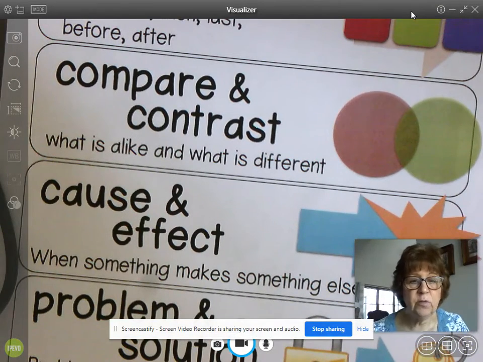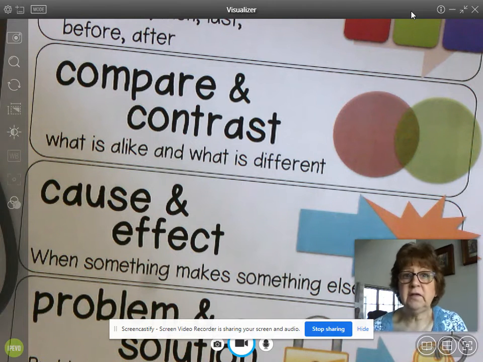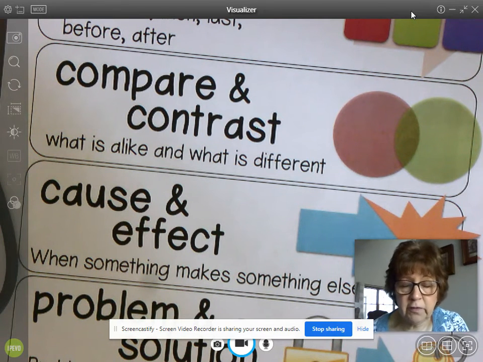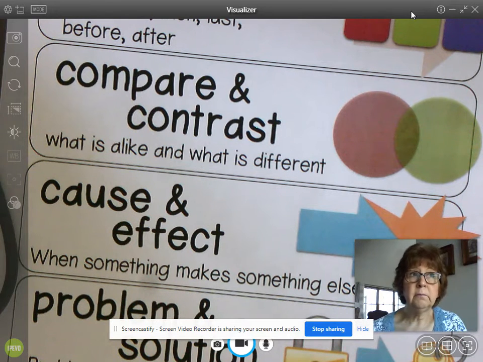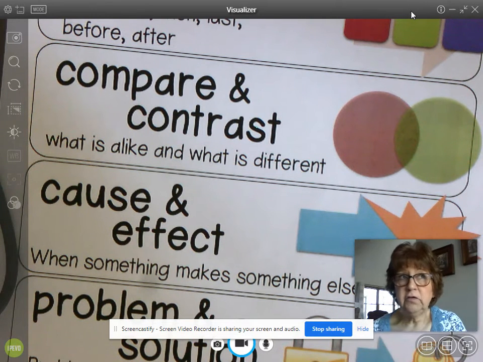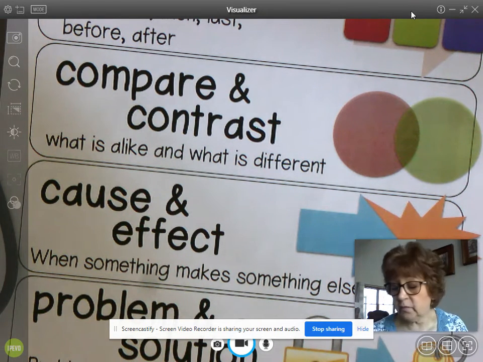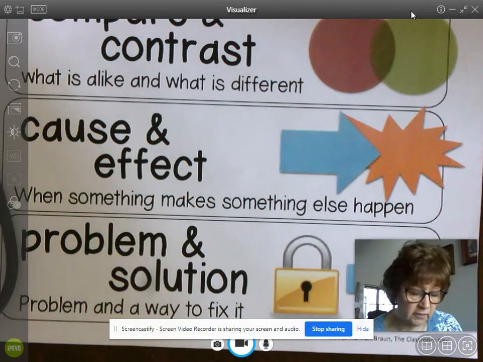Okay, and then you have compare and contrast. What's alike and what is different. All right, and so those would be two of the key words that you might see too. Whatever the topic is, how is that alike with something? How is it different than something else? So those would be two of the key words you would see: similar, different, alike, compare, contrast, because compare means alike and contrast means how they're different. So those would be some of the key words that you would see to know that that's the text structure.